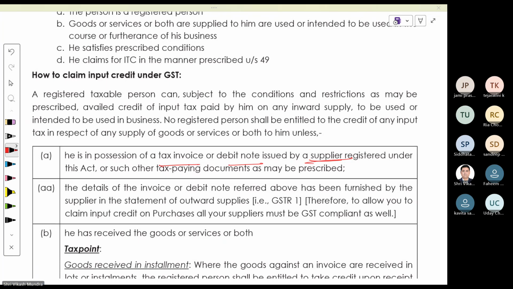Yes, sir. Documentary evidence is necessary. First, after satisfying the basic condition, we should consider documentary evidence. That means if I'm claiming a particular tax payment as ITC, then I should have documentary evidence in the form of a tax invoice or debit note issued by the supplier of those goods or services. Agree? One more thing.